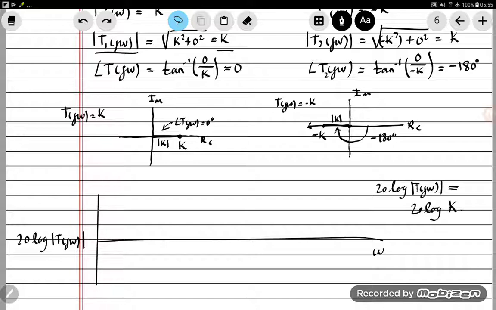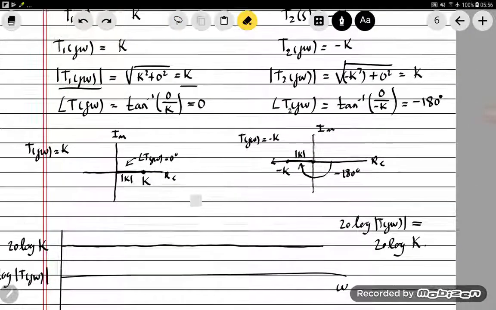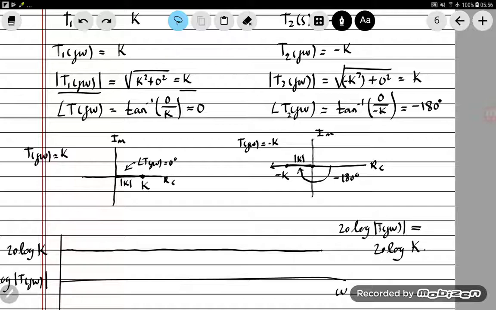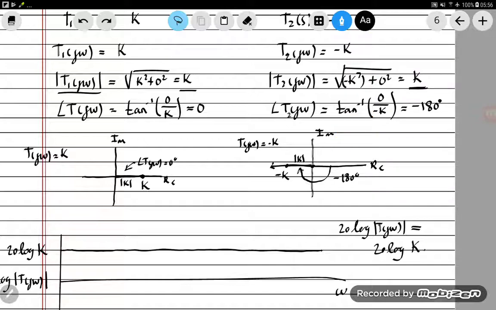So we can plot it somewhere. That's our magnitude, and that value is equal to 20 log of K. If we look at the magnitude when the transfer function is a negative gain, we also saw that the magnitude is equal to K. So our magnitude, when we have a negative gain, is also 20 log K.